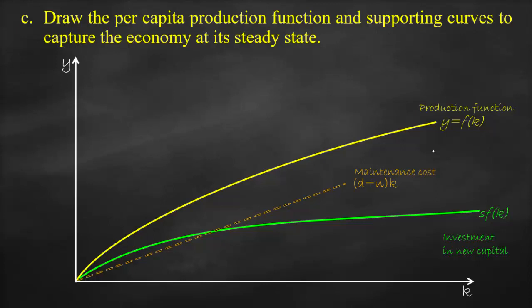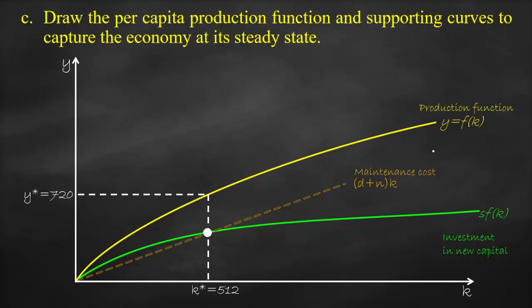Then I would like to get the steady state. We know that the steady state is the point of intersection between our investment and the maintenance cost. Let's look here. The point of intersection between our orange curve and the green curve will be this point. Then from this point, I will go vertically to get our capital per capita at the steady state till it touches our production function, and then I will go horizontally in order to get our output per capita. And here, as we just calculated, we know that our capital per capita at the steady state is 512, and our output per capita at the steady state is 720.